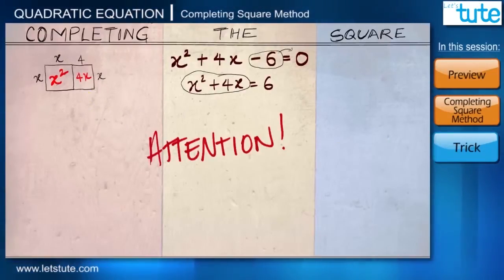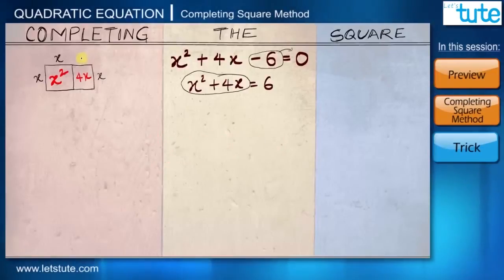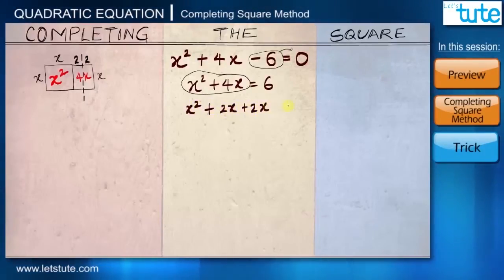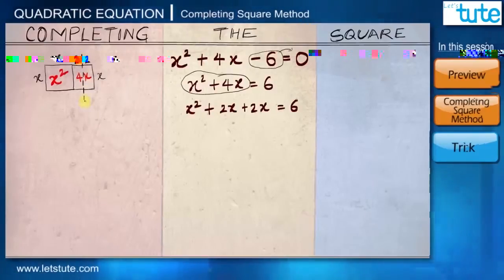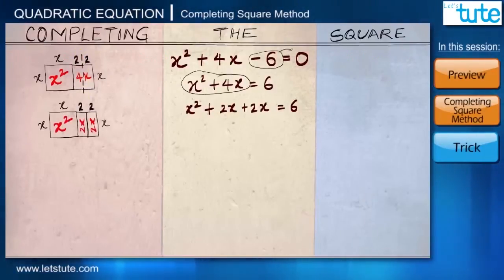So please pay attention to this particular step. What I'm going to do is split this rectangle with an area of 4x vertically, and what I'm going to get is equal rectangles with length x and breadth 2. So in my equation what I'll write is x square plus 2x plus 2x, because if you notice, I did not touch the length x. Instead I split the breadth 4 and I got two rectangles with breadth 2 and 2.